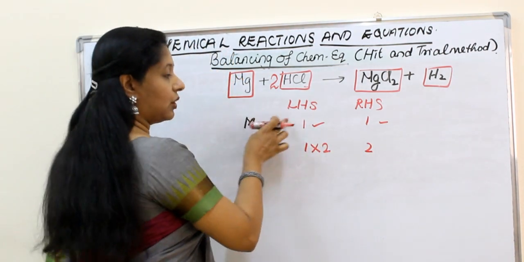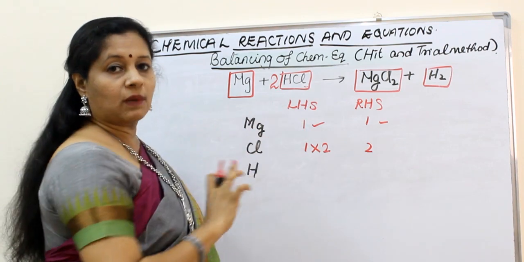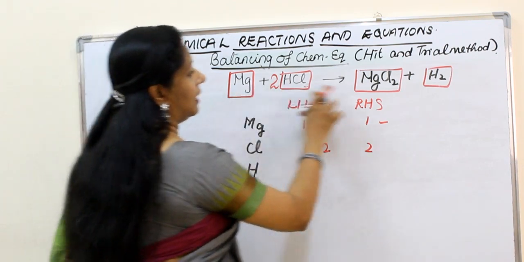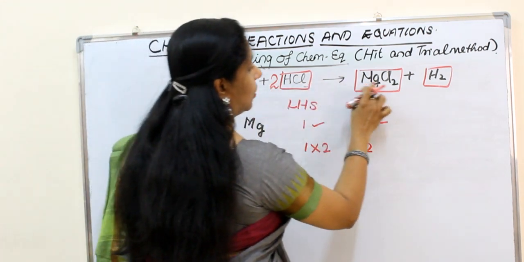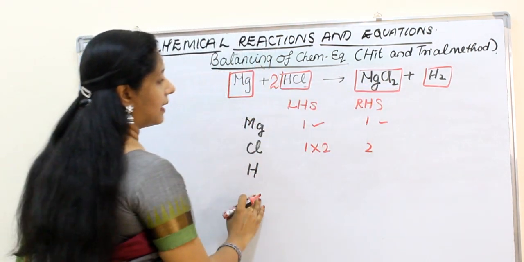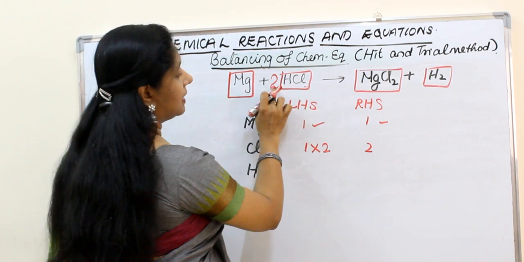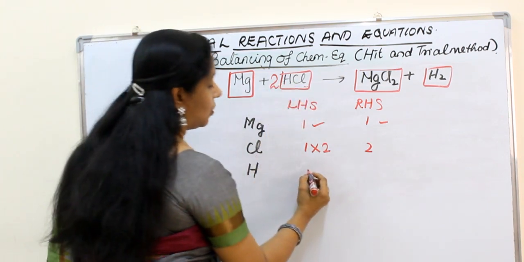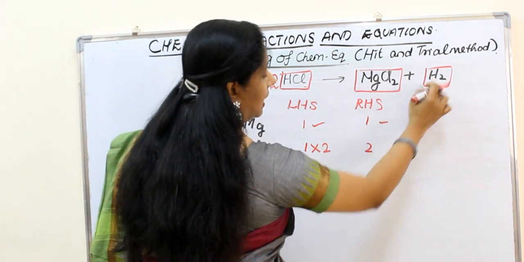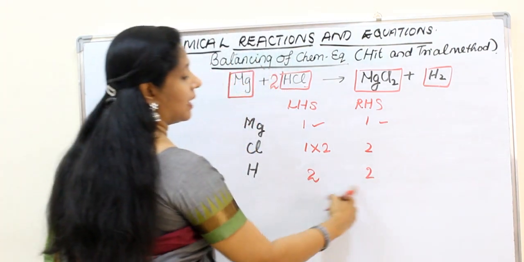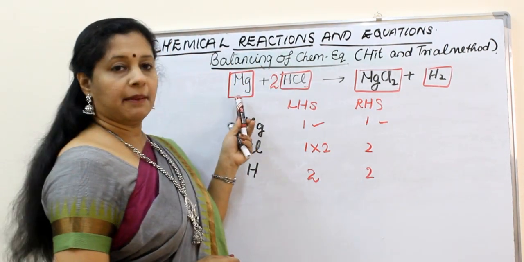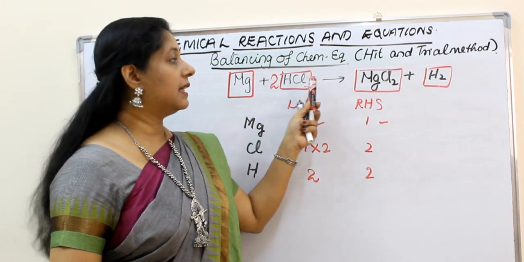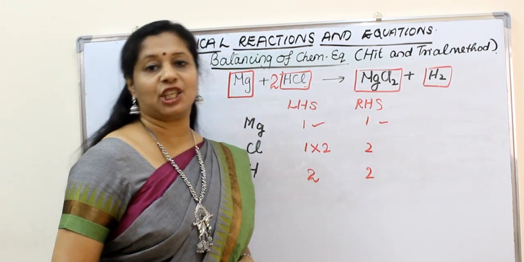Then immediately I have to go back and see that the previous one has not changed. Magnesium 1, magnesium still 1. Okay, no problem. Chlorine 2 here also. Now we are coming to hydrogen. Now hydrogen is 2, right? This side how many? Already 2 are there. So hydrogen is also equal. So what is our balanced equation now? Mg plus 2HCl gives MgCl2 plus H2.